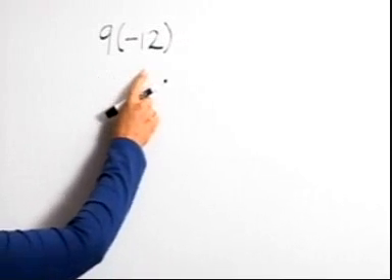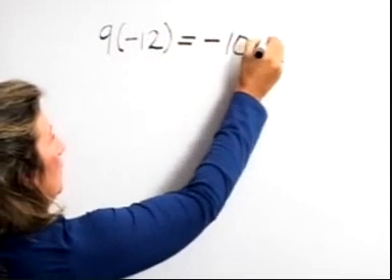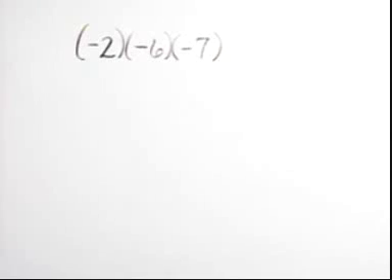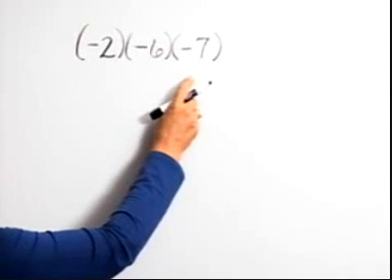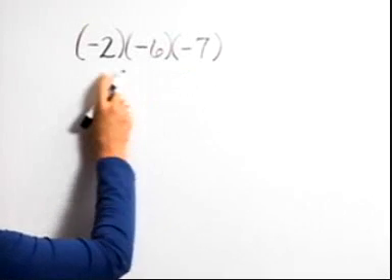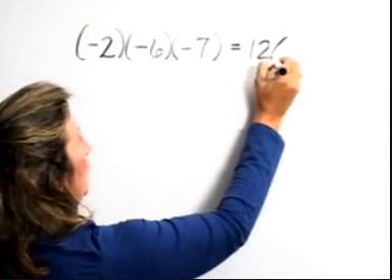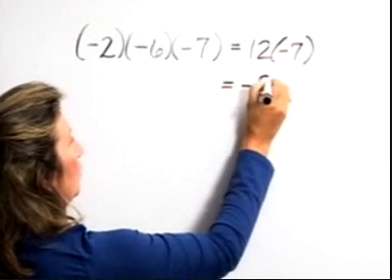Simplify 9 times -12. That equals -108. Simplify -2 times -6 times -7. Going left to right, -2 times -6 is 12, and 12 times -7 is -84.